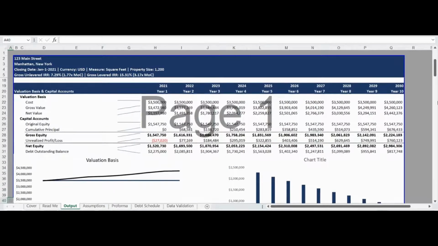The next section showcases the annual valuation basis and capital account balances. The valuation basis tracks the asset value from a cost, gross value, and net value perspective. The capital account tracking monitors original, contributed equity, cumulative principal, and the debt outstanding balance. Visualizations of the valuation basis debt outstanding balance are provided in addition to the data table.